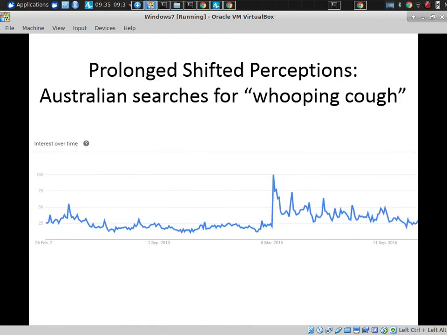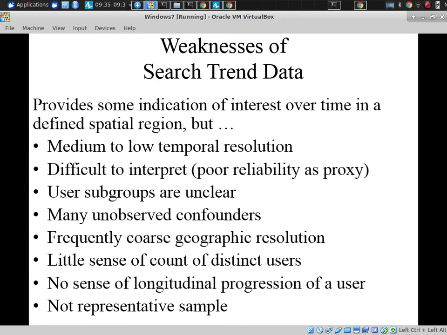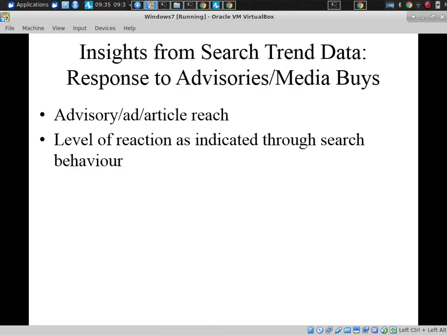It can be used to give insight into messaging behavior. We can look at response of searches following a message associated with an advisory, but it provides limited understanding about who's responding to it. It gives some sense of how long they're responding to it. It's associated with fairly coarse geographic resolution and really no sense of longitudinal progression of a particular user, and it's far from a representative sample, although it's quite large in its inclusion of individuals in the population.